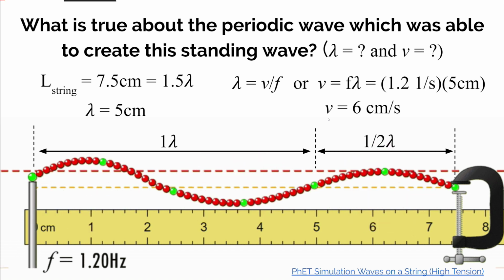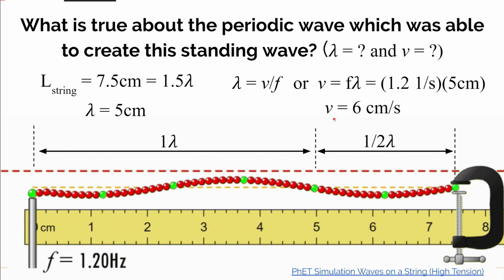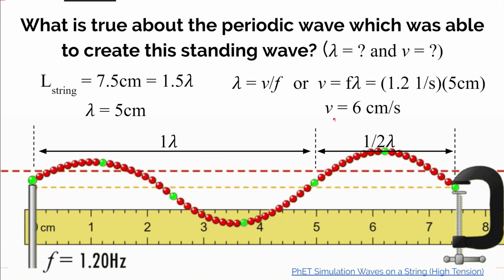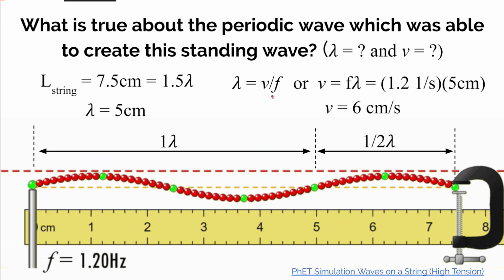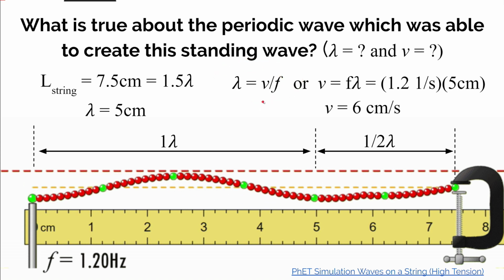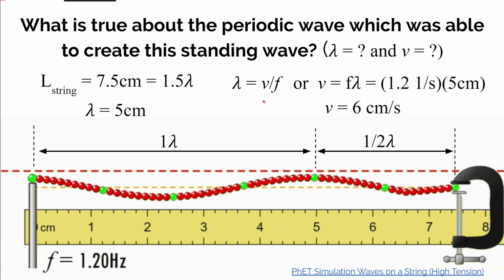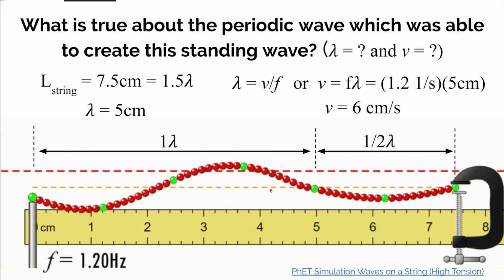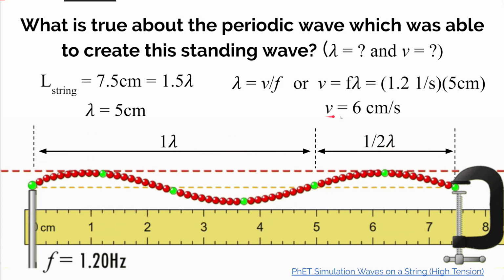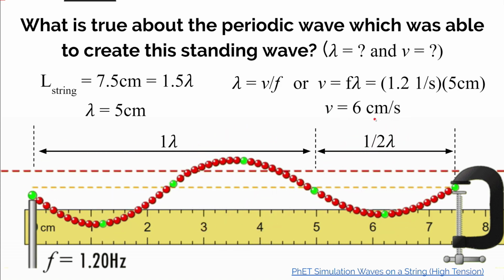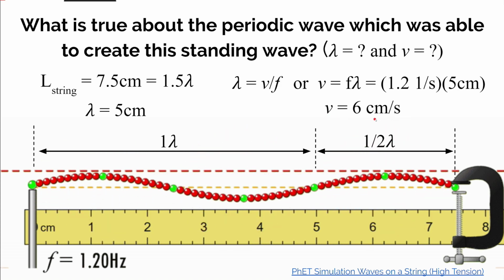That should actually sound familiar because remember, when we used that simulation, the PhET simulation, waves on a string, to look at the relationship between wavelength and frequency, which is the lab we used to come up with this equation, those of you who used the string with high tension, we found out that the pulses or the periodic waves move through that string at 6 centimeters per second. So it's consistent.